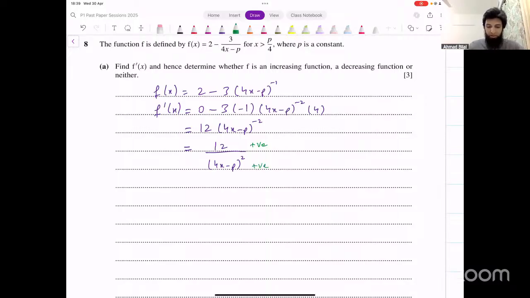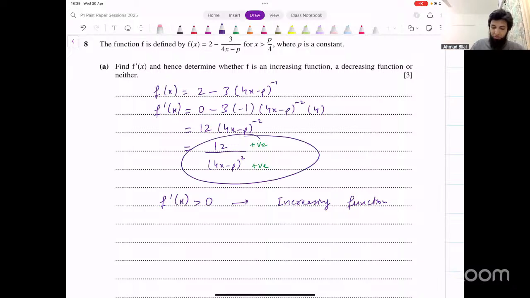You think about it like this, and then you say, since the derivative is greater than 0, what does that mean? It's an increasing function throughout. For any value of x, this function is always going to be increasing because the derivative is always positive. Does that make sense? Any issues with this?